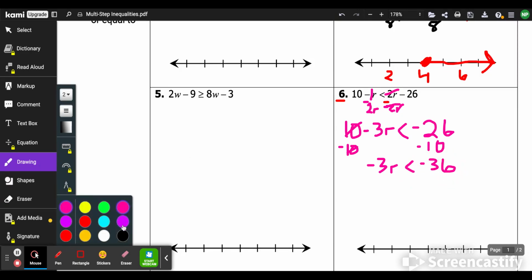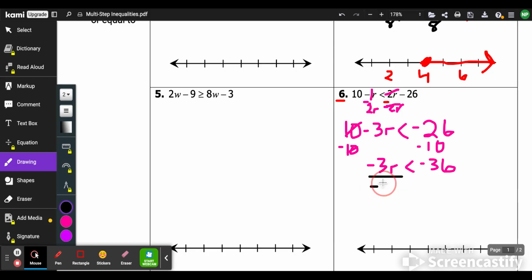All right, so here is where things are going to get a little different. We have this negative 3 and the r. They're multiplying. So to get it away from the r, we're going to divide. Here's where a new rule comes into play. Whenever you divide by a negative or multiply by a negative, then you flip your sign. So since we are dividing by a negative here, r, and this less than is going to become a greater than. Negative 36 divided by negative 3 is 12.